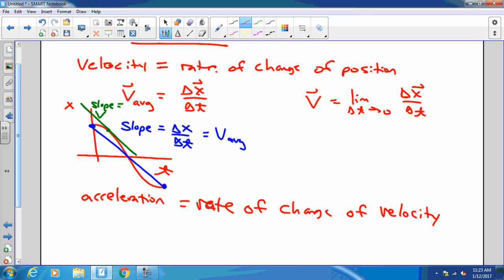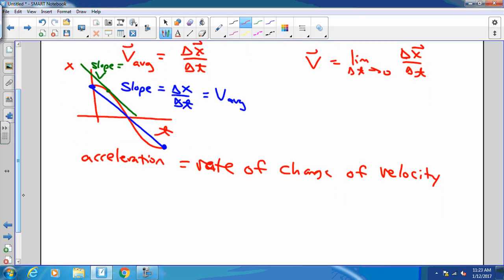Acceleration, the rate of change of the velocity. We can also talk about average acceleration, but we don't use it too much. Mostly we're concerned with instantaneous acceleration, and the reason for that is that forces give us accelerations.